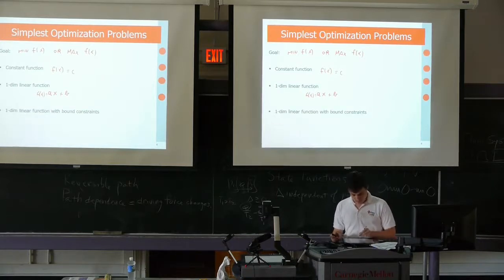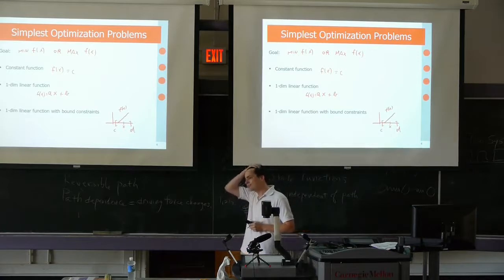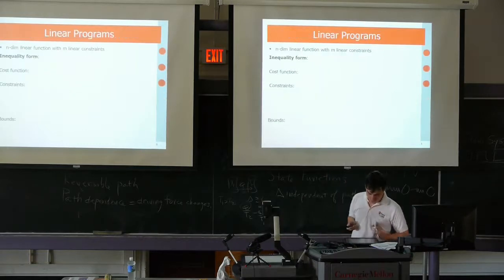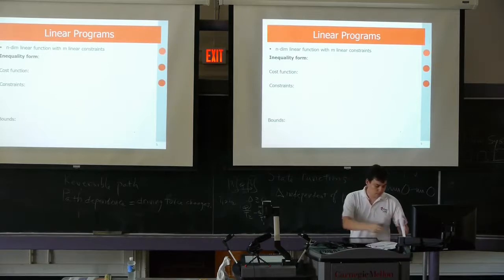What if I have bounds? So say this is f of x, ax plus b, and I know that x should be between c and d. What's the minimum of this function? Minimum point c, maximum point d, right, if a is non-negative. Okay, so we are good with linear functions. So let's move on.